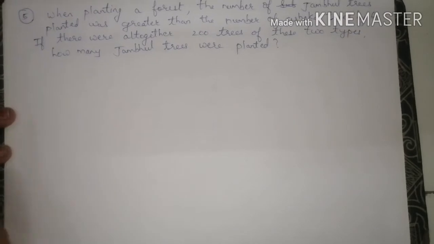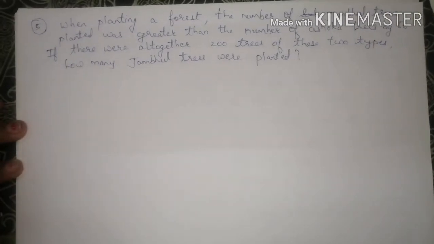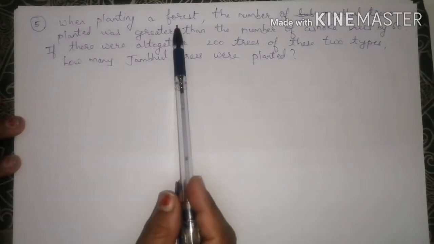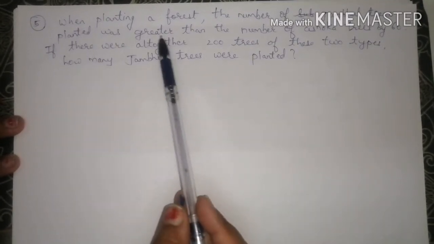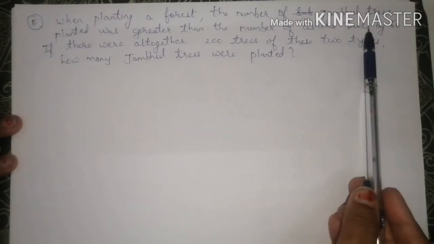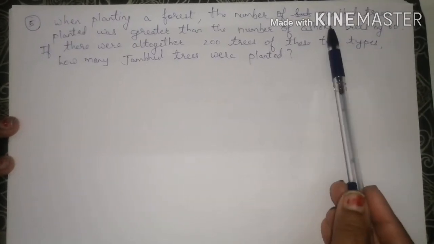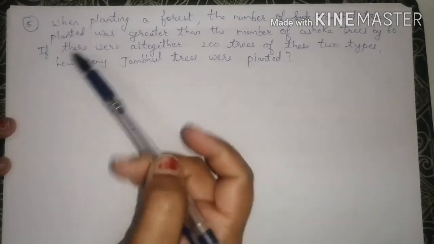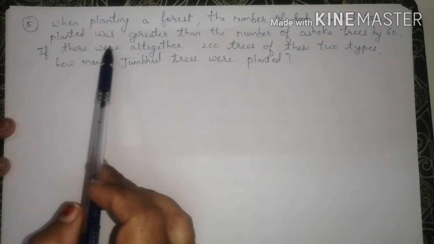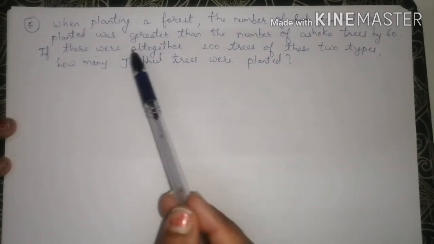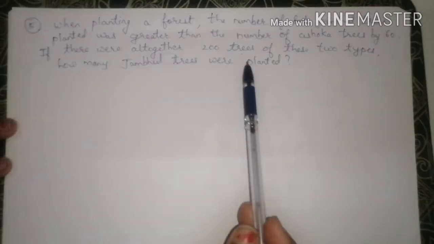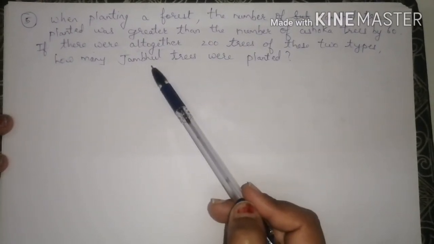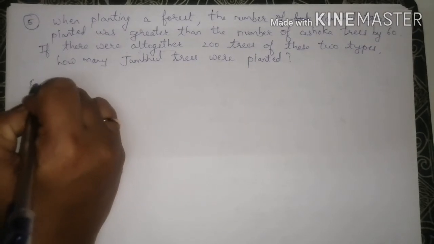Same conditions. Read the problem first. Then assume, for what you don't know, we have to assume that as x. Fifth question: when planting a forest, the number of jambul trees planted was greater than the number of Ashoka trees by 60. If there were altogether 200 trees of these two types, how many jambul trees were planted? So the total of jambul and Ashoka is 200. But out of them how many are jambul trees? So let us solve this.